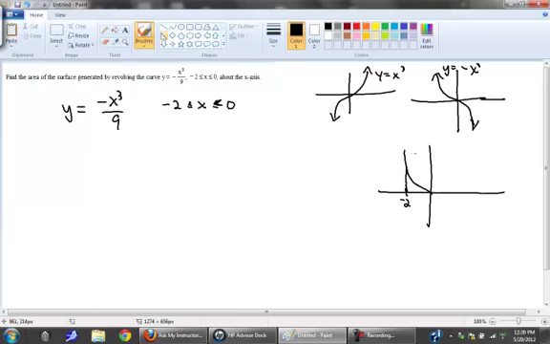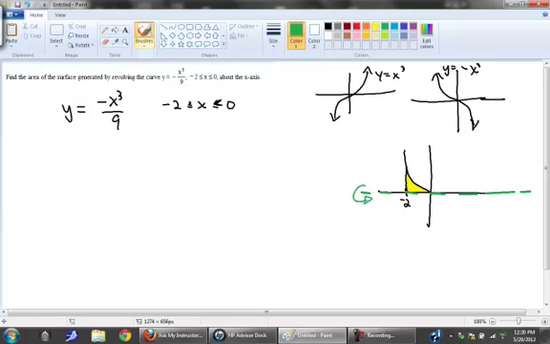I'm going to take and revolve this about the x-axis and get some sort of a shape. I'd like the surface area of that shape. So we take the x-axis as our axis of rotation that we're going to revolve about.